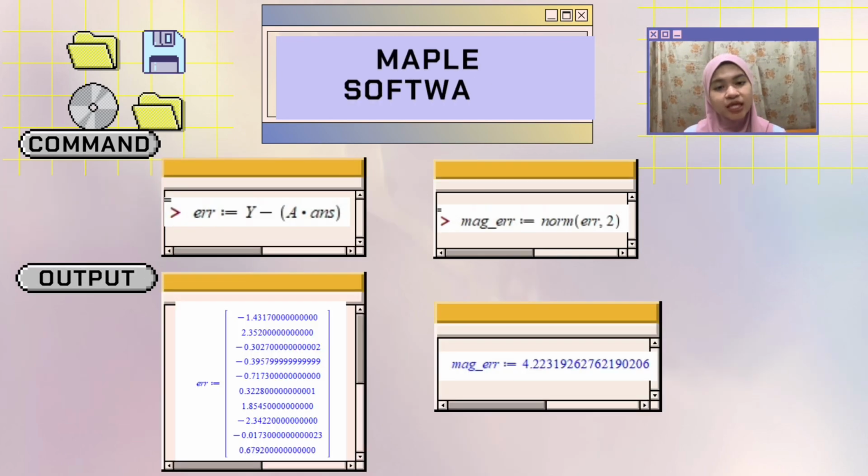Last but not least, we have to find the error vector and then the magnitude of the error vector. This is the command from Maple, and then we just write it, and then we get the error vector and the magnitude.